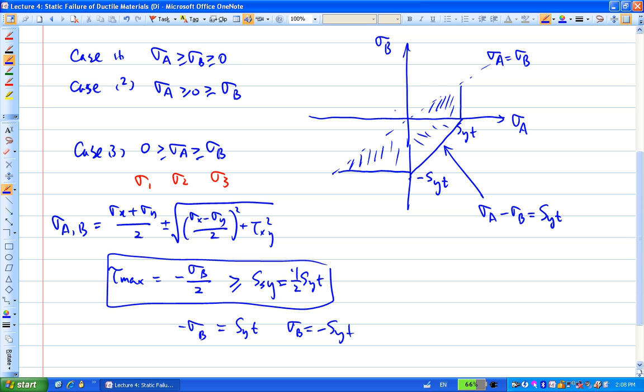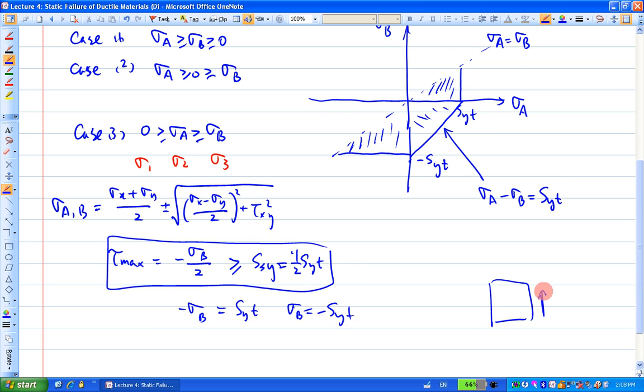So this is a graphical approach that basically gives you a very good idea. If you have a plane state of stress, you can immediately calculate sigma A and sigma B based on this state of stress. If you plot that into this coordinate system, you will have an immediate knowledge of whether you are safe or not, comparing to this SYT. So that's the application or usefulness of this graphical approach.